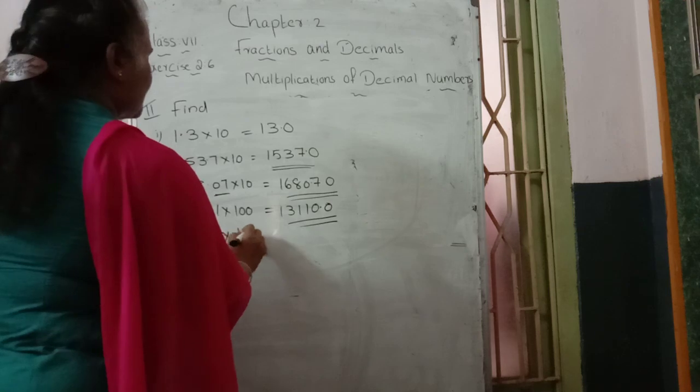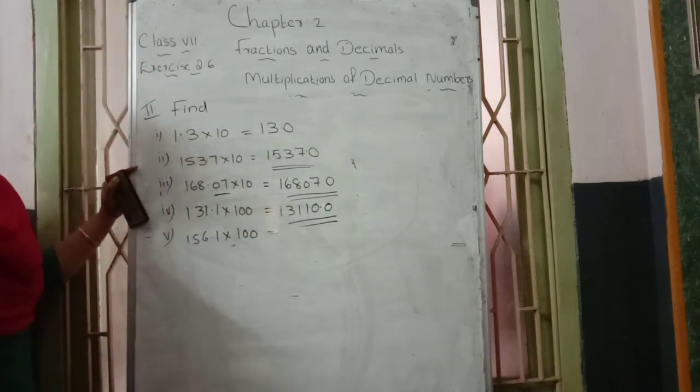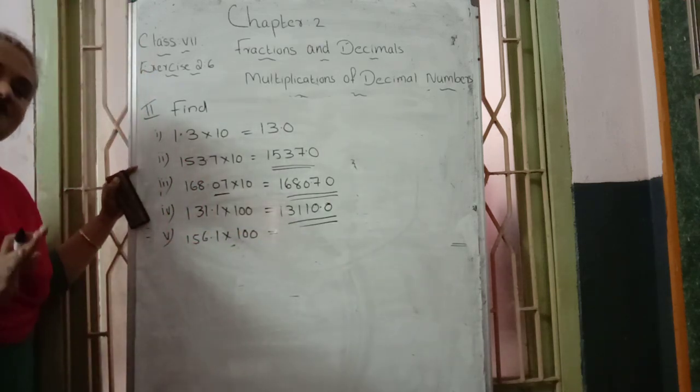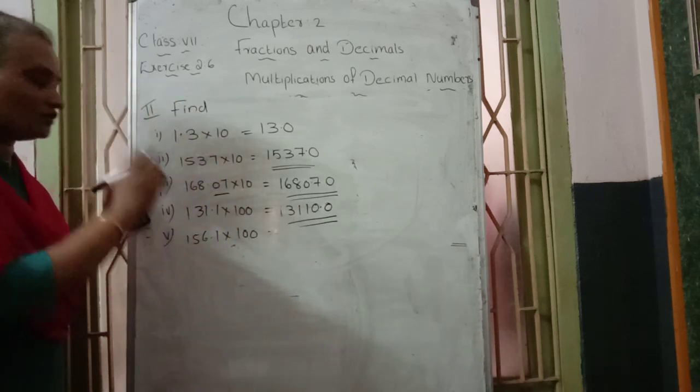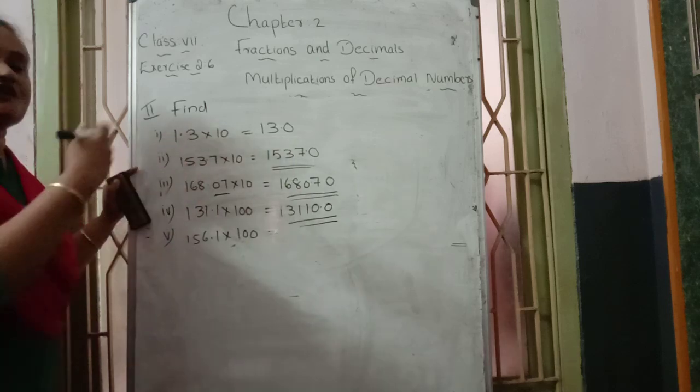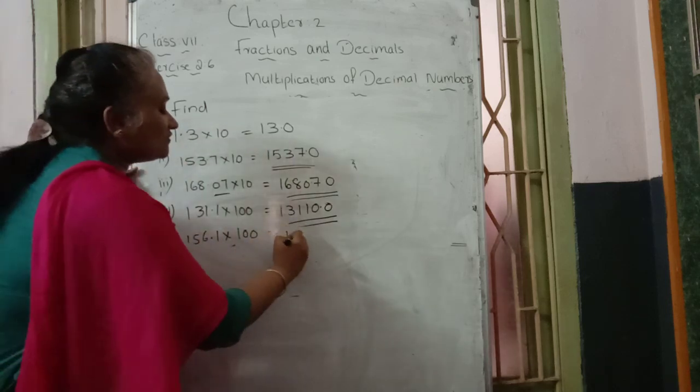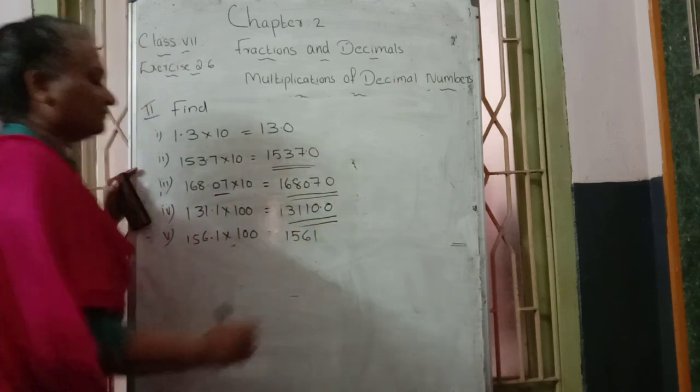156.1 multiplied by 100. How to multiply in this question? Here also, what is the easy way? Given number, just write it without the decimal point. Which is our number? 1561 is our number.